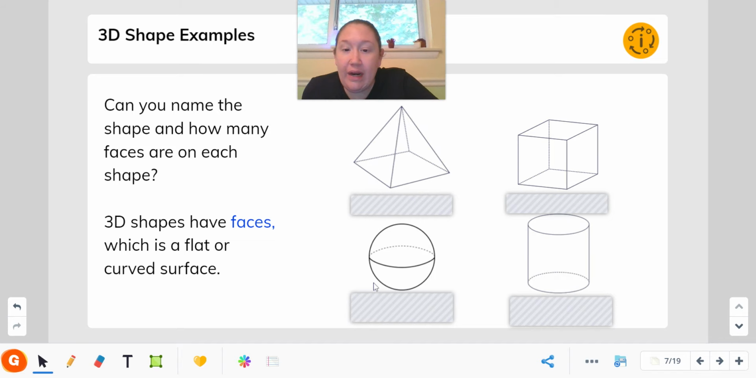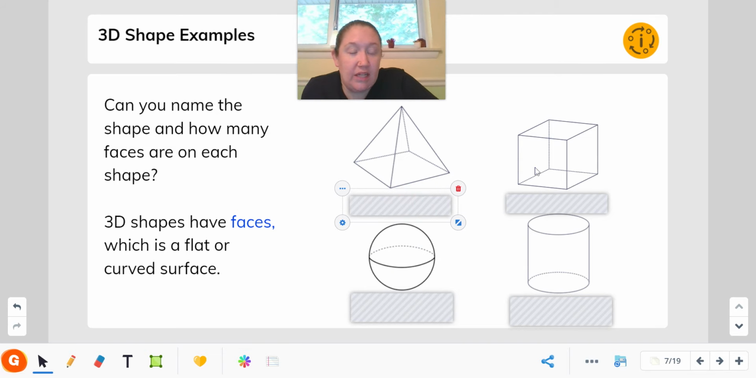All right, 3D shapes. Can you name the shape and how many faces are on each shape? All right, this is trickier. 3D shapes have faces, which is a flat or curved surface. So you see here with this pyramid, each side is a face and the bottom is a face also. So we have to remember to count that. So the bottom is 1, and then we're going to count the sides. 1, 2, 3, 4, plus the bottom should be 5. Pyramid, 5 faces.